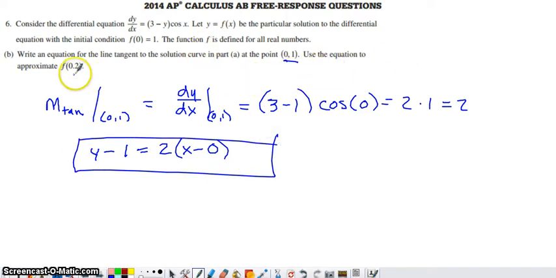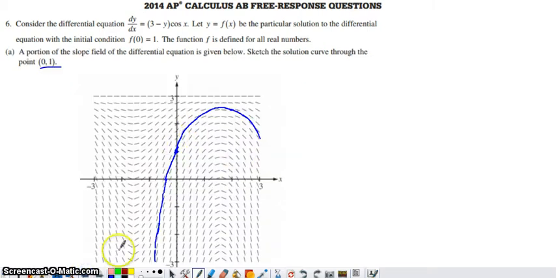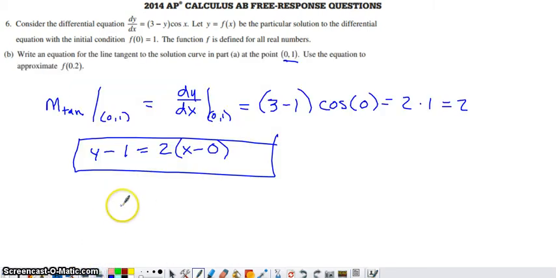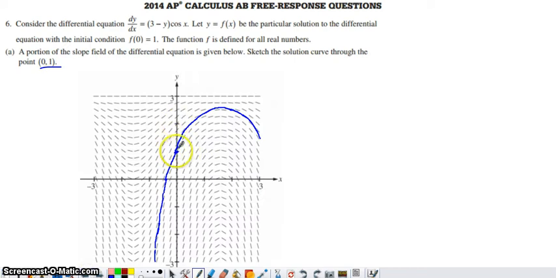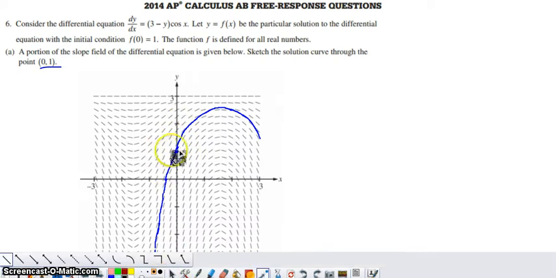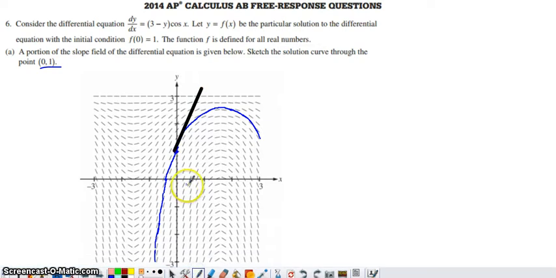Use the equation to approximate f(0.2). Well, what we can say is that the y value on this line is going to be really, really close to the y value on this curve at the x value of 0.2. If I go back and draw in the tangent line to the solution curve through this point, it's going to look something like that. At the x value of 0.2, which would be somewhere in here, you hardly see any difference on my graph between where the blue curve is and where the black tangent line is.